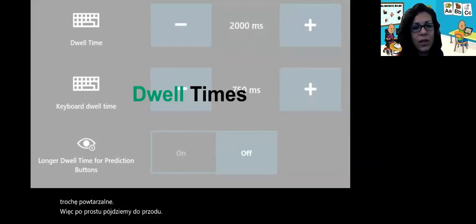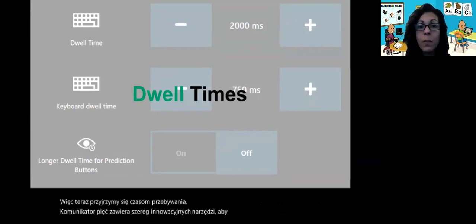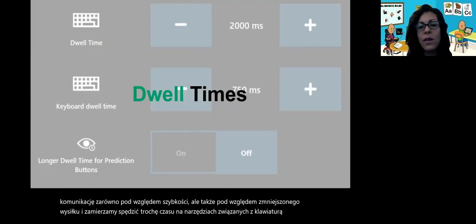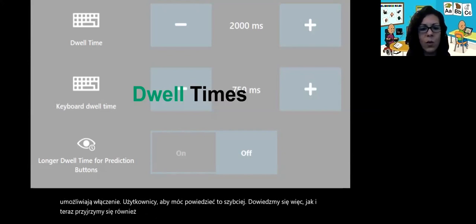So now we're going to take a look at dwell times. Communicator 5 includes a range of innovative tools to enable the most efficient communication, both in terms of speed, but also in terms of reduced effort. And we're going to spend a little time on keyboard related tools that enable users to say it quicker. So let's learn how, and now we'll also look at how access considerations can improve speed and efficiency. So let's get into the dwell times.